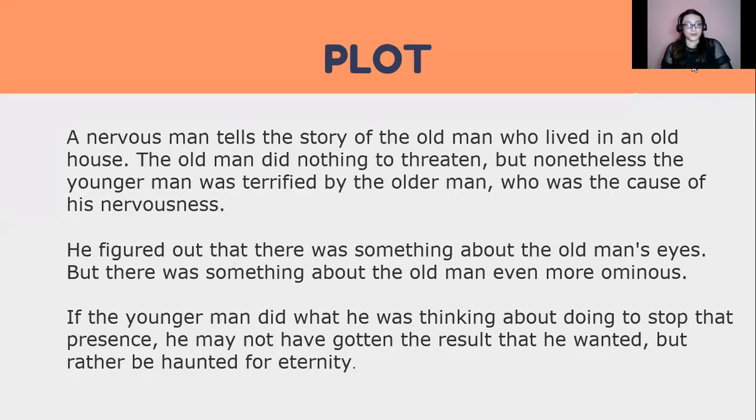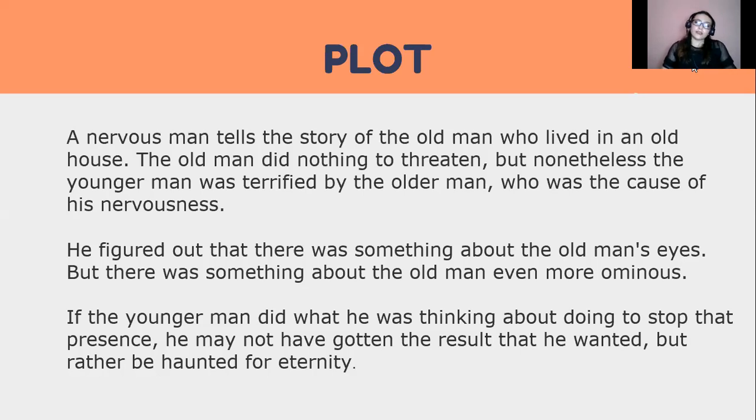he tells the story about a man, his neighbor, who lived in an old house. This is an old man who did nothing to threaten him, who did nothing to him, but he felt terrified of this person. He didn't trust him at all. He was scared to death of this old guy. And he blamed this person for his nervousness. He would say that this person was the reason why he was like that. He was not, of course, but he used to say that.